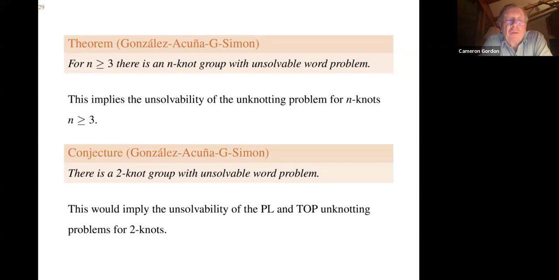I would like to say, it's an old joke, that we're 99% sure that this conjecture is true. Each of us is 33% sure. I'd love to be able to solve it, but I'm not going to do that. Anyway, I'm not going to be able to show that there is a 2-knot with unsolvable word problem.